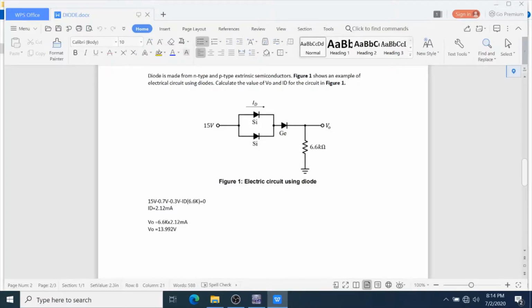And for the V0, we take the 2.12 milliampere ID, we times by 6.6 kilo ohm here, and we get 13.992 volt or 14 volt.